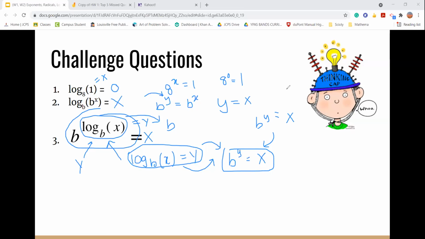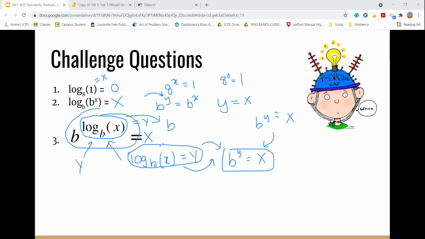So does that make sense? It might be a little confusing, but the answer would just be x. Right, because the exponent you're trying to find is b to what power, and it would equal x. So that means b to the power of x, which is b. I get it.